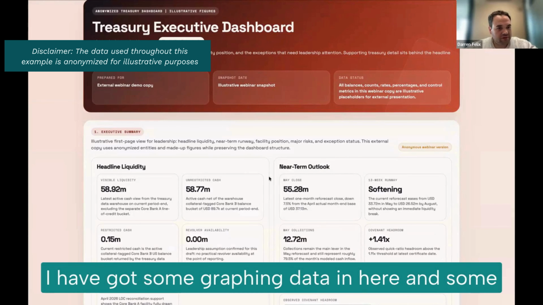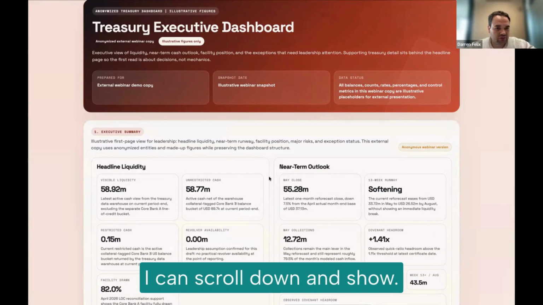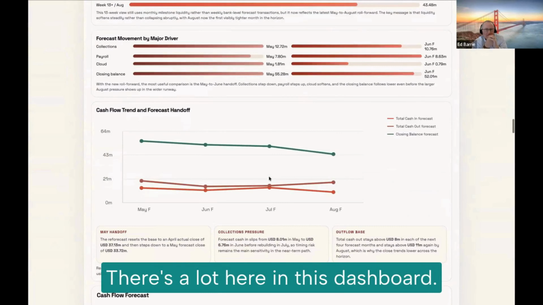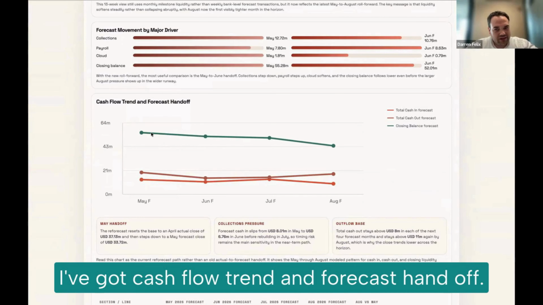I have got some graphing data in here and some trends in here with forecasted values. I can scroll down and show. Sure. Wow, there's quite a lot here in this dashboard. Yeah. So I've got cash flow trend and forecast handoff.